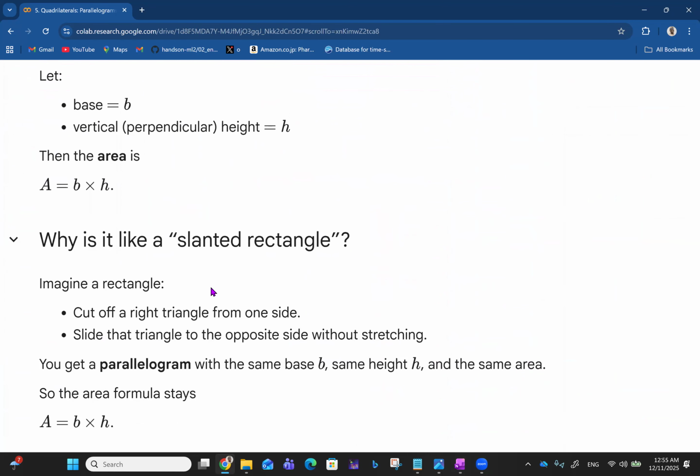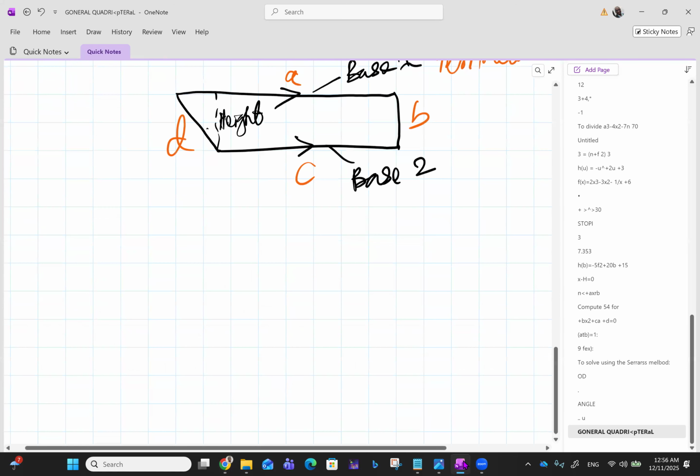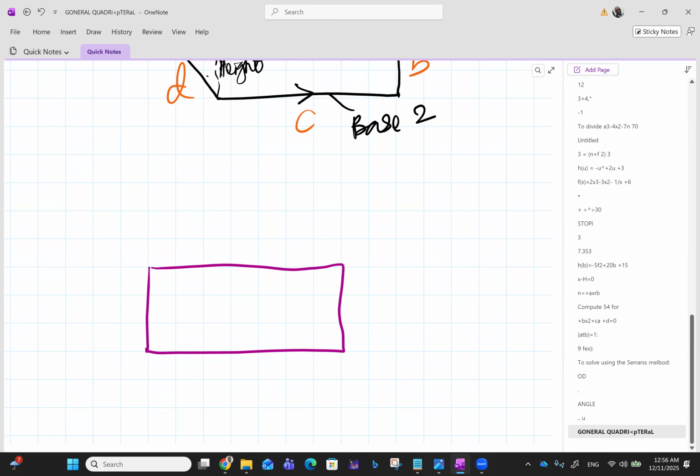So imagine, why is it like a slanted rectangle? Imagine a rectangle, then cut off a right triangle from one side. Then slide that triangle to the opposite side without stretching it. So you get a parallelogram with the same base, same height, and the same area. So the area formula stays A equals B times H, right? So that's the kind of thing here. It's more like you have a rectangle. Imagine you have a rectangle like we've seen before. In this case, you now cut off this part.